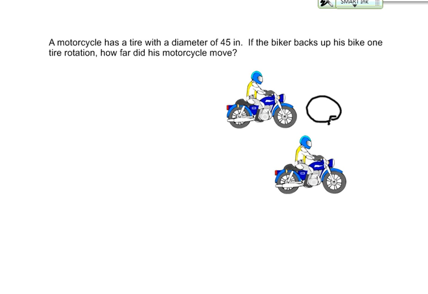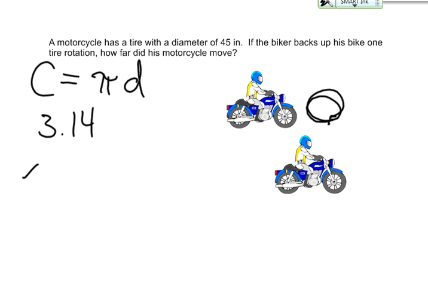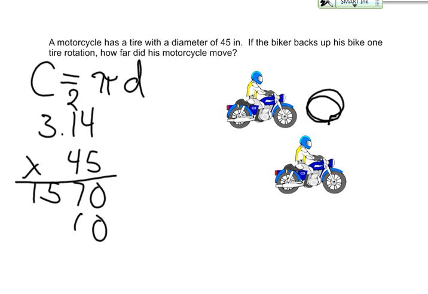But what you can see is that to back up a tire 1 rotation, in the end, we have a circumference. So let's solve for that circumference. We know this is our formula. We're multiplying by 45. So we're going 3.14 times 45. 5 times 4 is 20, carry the 2, 5 times 1 is 5 plus 2 is 7. 5 times 3 is 15. 0 goes down. 4 times 4 is 16, carry the 1. 4 times 1 plus 1 is 5.